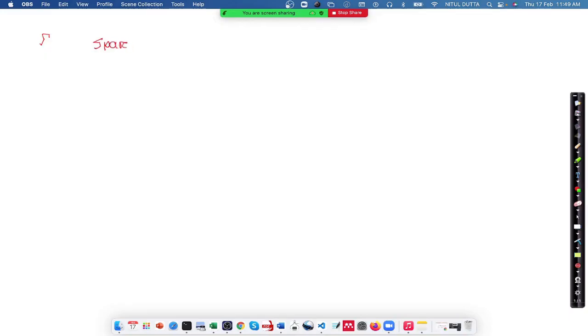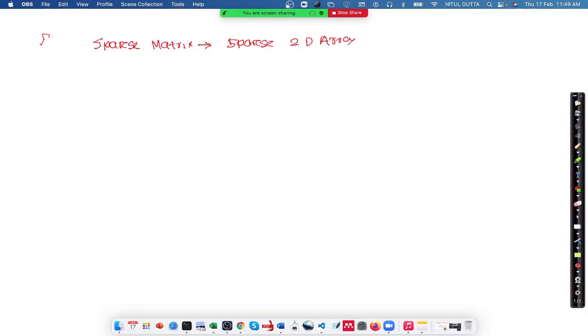Matrix, sparse matrix. Since it is a matrix, that is why we can say sparse. Let us keep this sparse 2D array.